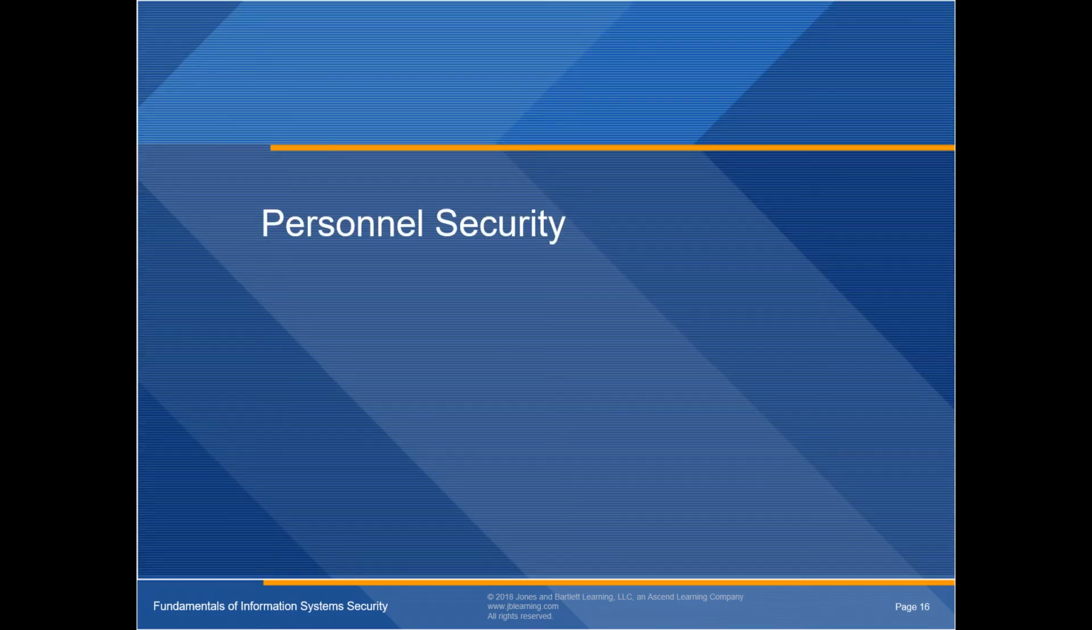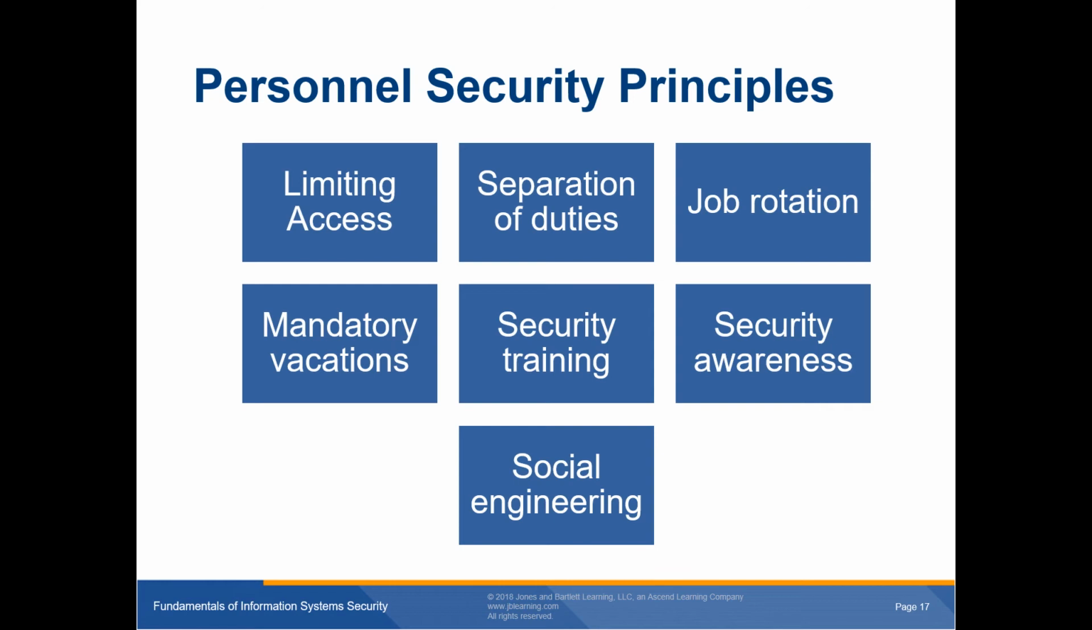Let's talk about personnel security. Personnel security principles. Limiting access. The idea here is that users should be granted only the levels of permissions they need in order to perform their duties. It's also called the principle of least privilege. Always use this principle. Otherwise, you run the risk of allowing unauthorized users access to information they shouldn't be able to access. An example is weak access controls may allow a sales clerk to view employee salaries.